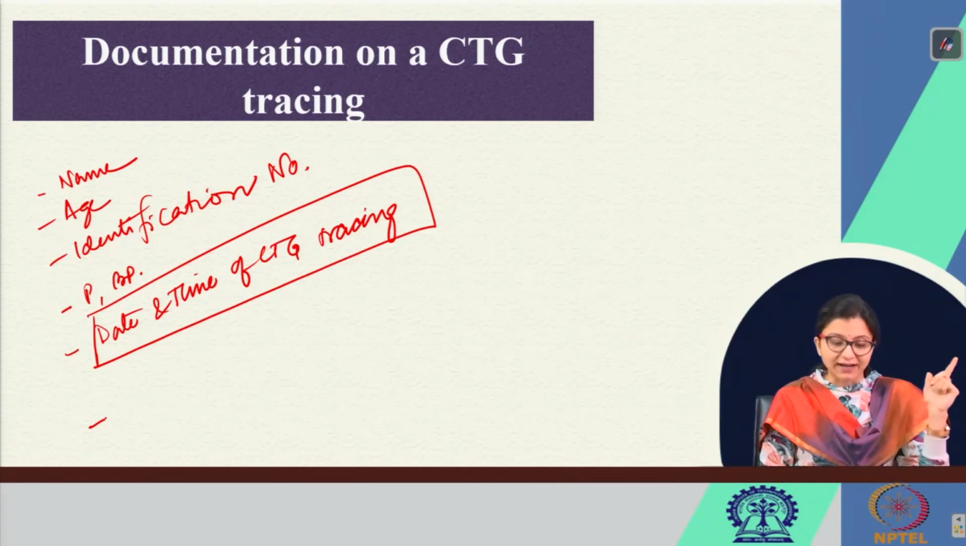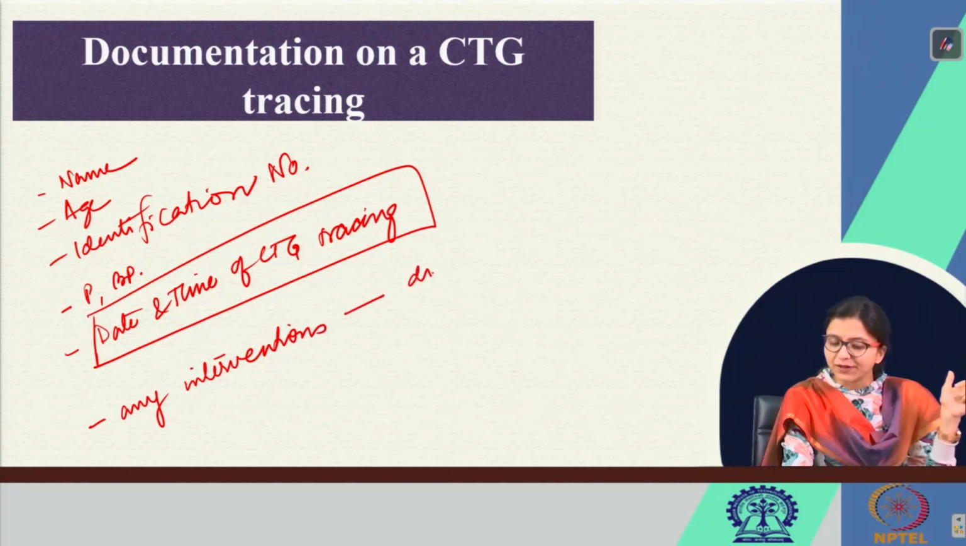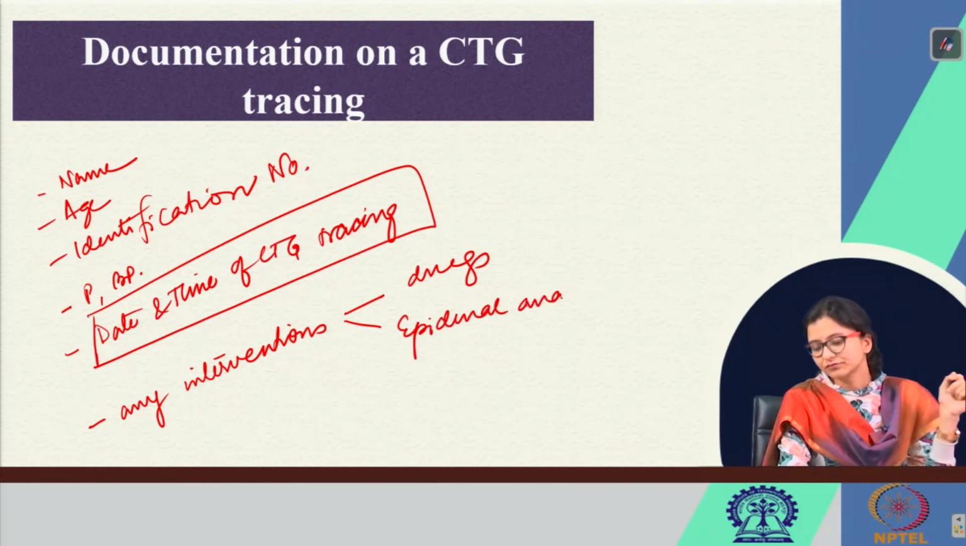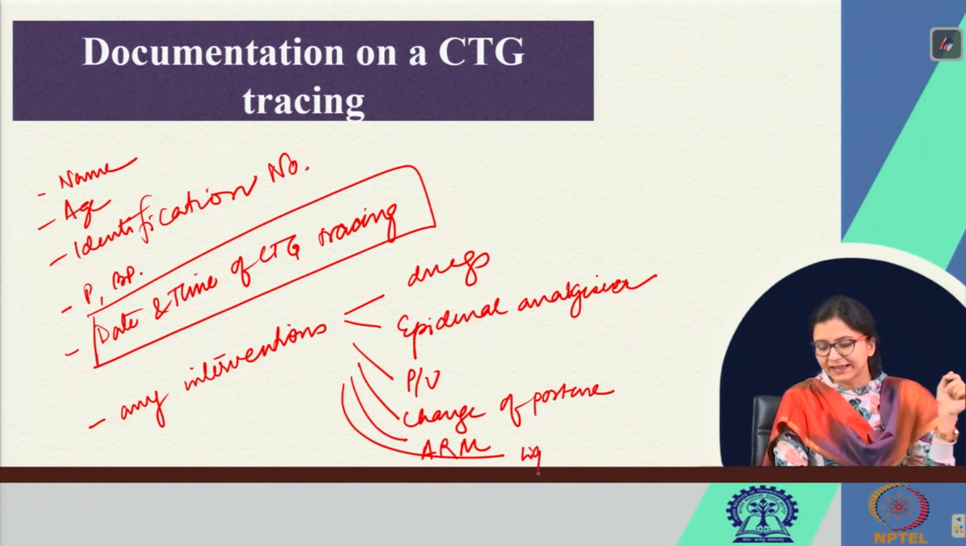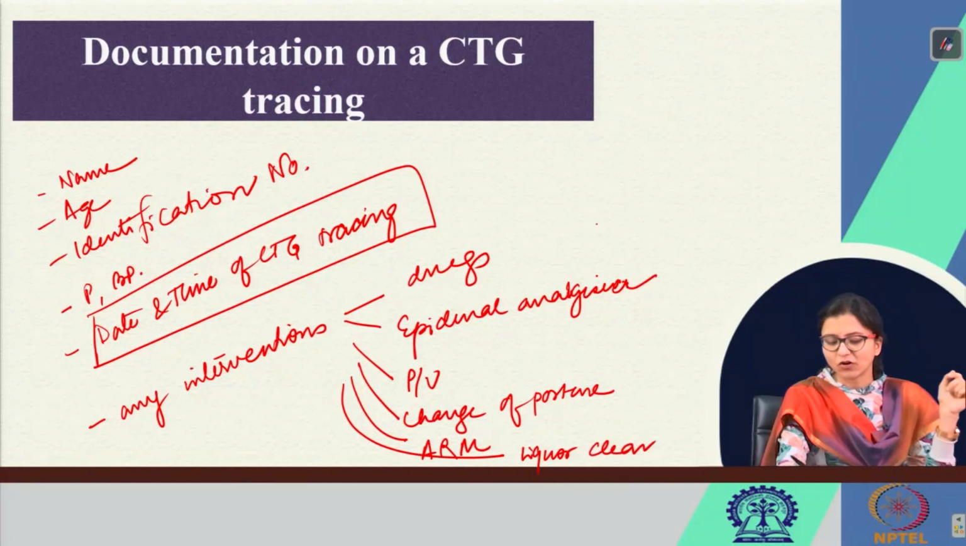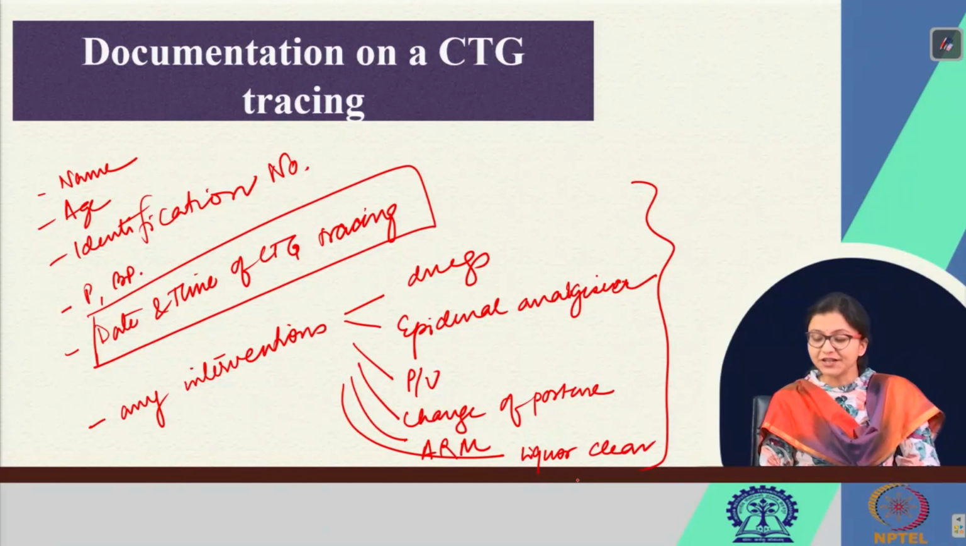contraction tracing. And another thing is, if any intervention is done, any intervention meaning in the form of any drugs or epidural analgesia, or say you have gone for a per vaginal examination, or there is change of posture of mother, or say you have done an ARM or the liquor color, if you see, all these are also to be documented on that CTG paper.